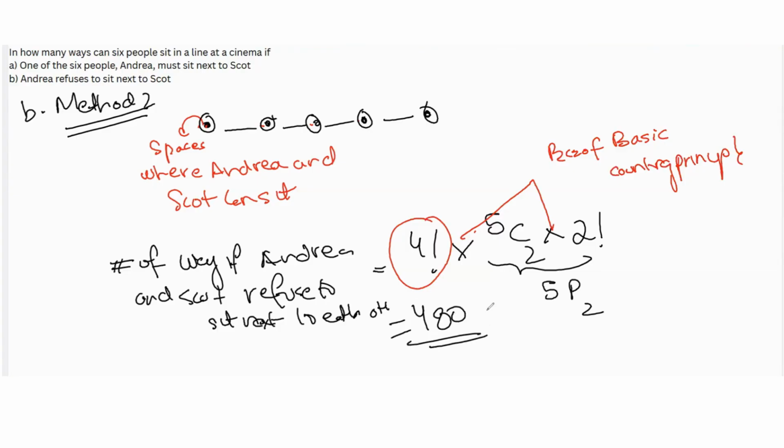So one method is that you find the total number of arrangements without restrictions, and from this subtract the arrangements in which Andrea and Scott sit next to each other to find the number of arrangements when they refuse to sit next to each other. The second method is we can seat these four individuals in four slots, and in between the spaces that we have, we can choose spaces for Andrea and Scott.